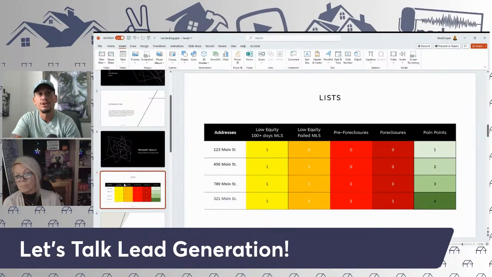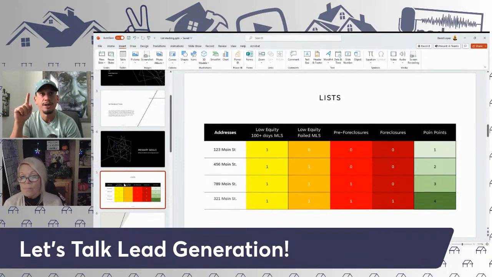When you move over to the right, you've got low equity failed MLS, so no longer with an agent. That's where you see the line dividing it. And 123 Main Street has not hit that list yet, so it's at 0. If you look all the way to the right, it's only going to have one pain point. So that address, 123 Main Street, is going to have one pain point. The other three lists, it hasn't gotten there yet.